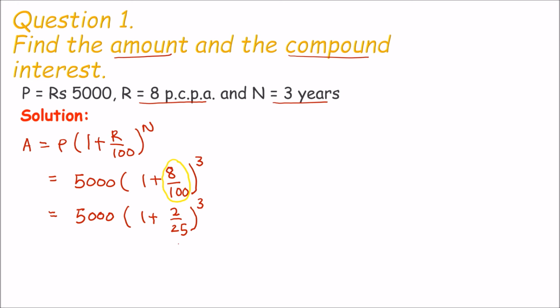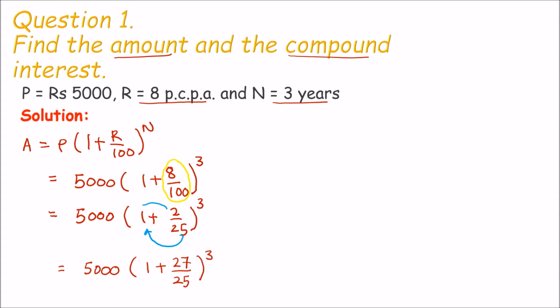Now we will add 1 and 2 upon 25. Let's see how to add over here. 25 into 1 is 25 plus the numerator. What is the numerator over here? 2. Okay, so we'll add 2. 25 plus 2 is 27. So we will get here 5000, 1 plus 27 upon 25 raised to 3.